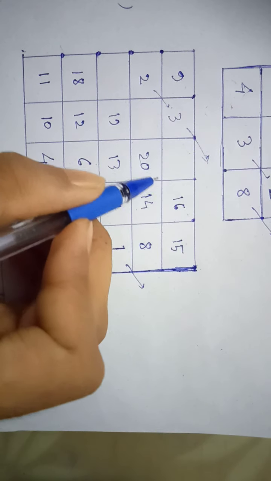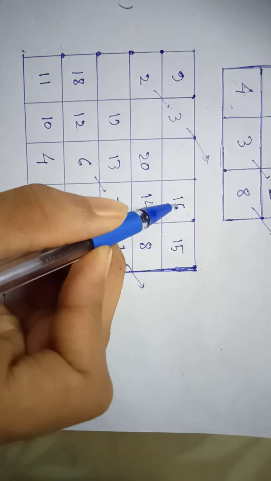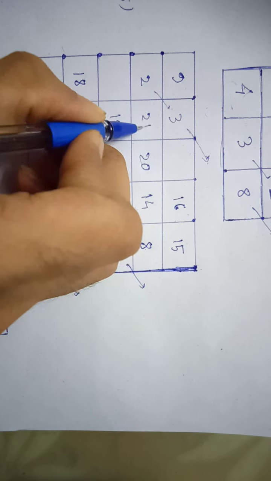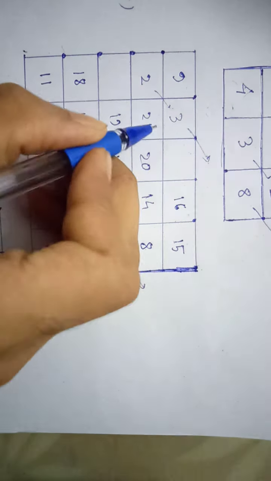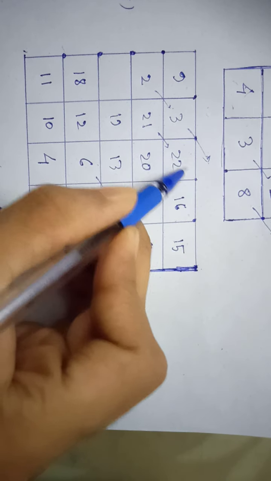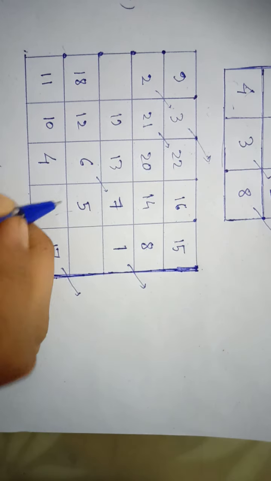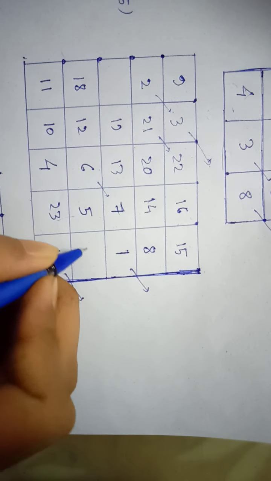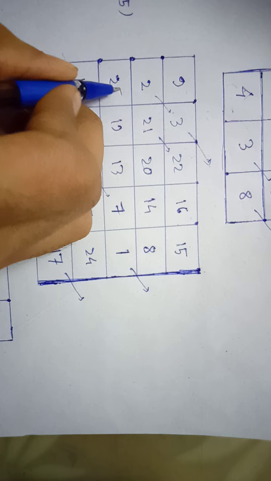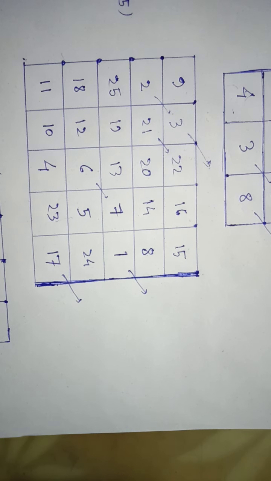Here collision occurs between 20 and 16. So the number 21 is in here beside the number 20. 21, 22. Moves diagonally. 23. Moves diagonally. 24. Moves diagonally. 25. Complete.